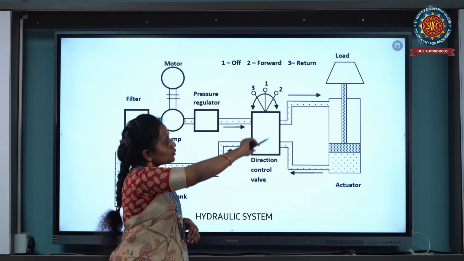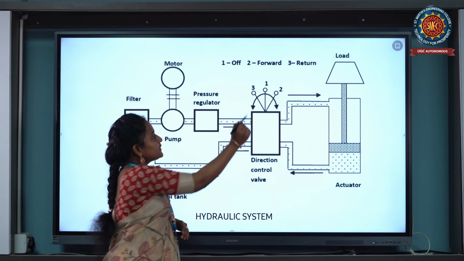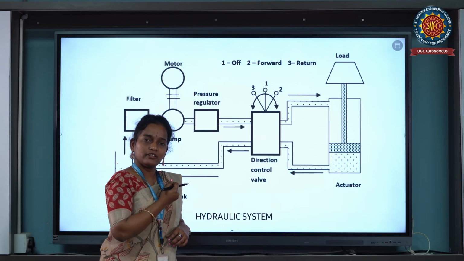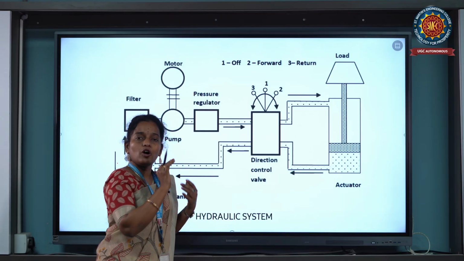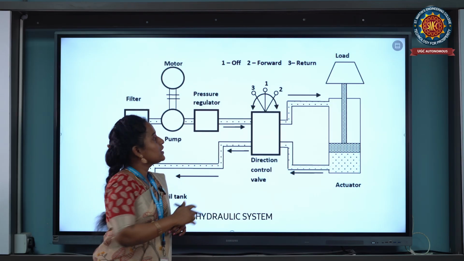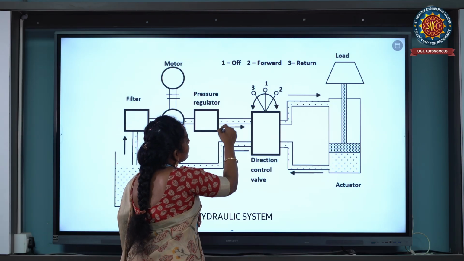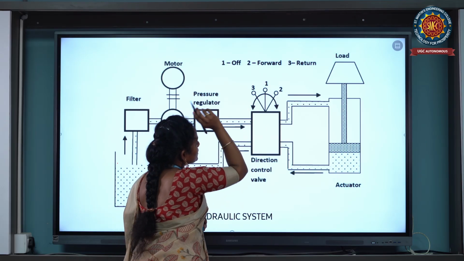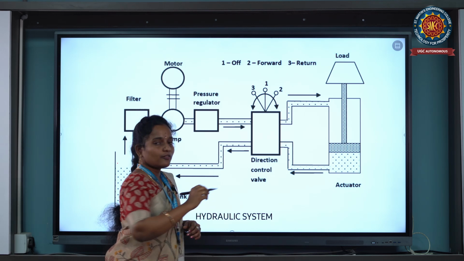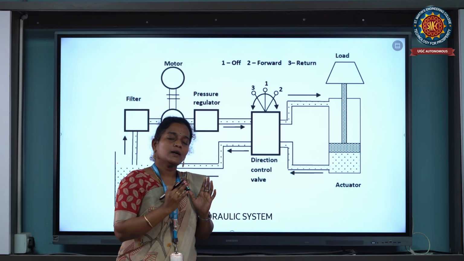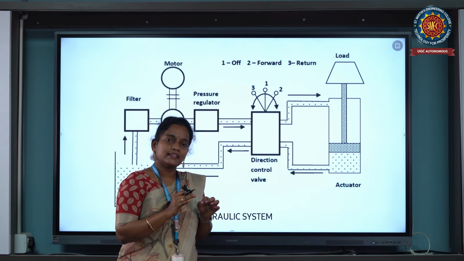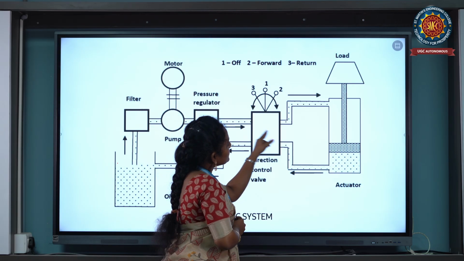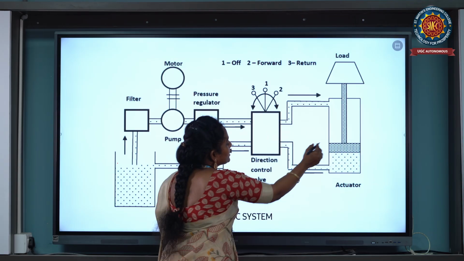If you want forward motion of the oil, you directly select the second point. If you want to send the oil backward, returning to the tank, you click return, the third button. After the pressure regulator, you directly supply oil to the direction control valve. Here the direction control valve is used to control the pressure, flow rate and at the same time the direction. Then after the direction valve, the oil is sent to the actuator.